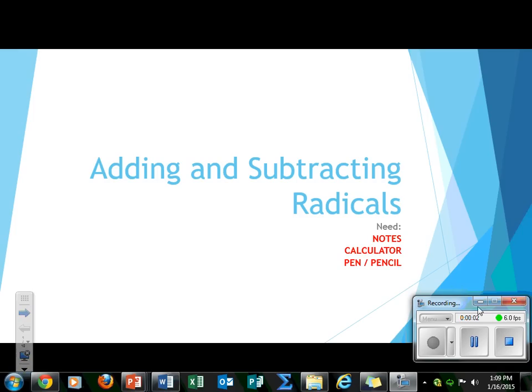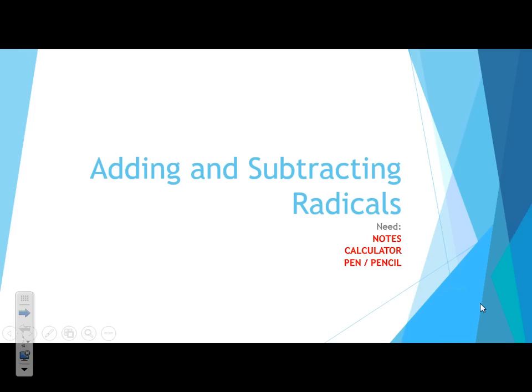Hey everybody, today we're going to be taking a look at adding and subtracting radicals. We're going to continue our work with square roots and how to deal with them as we progress forward. You're going to need your notes, a calculator, and something to write with, of course.